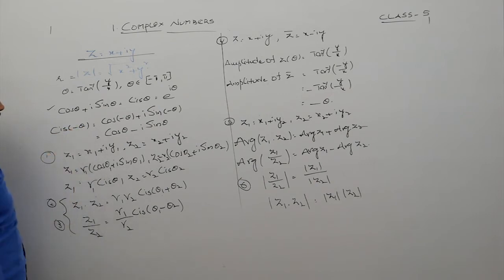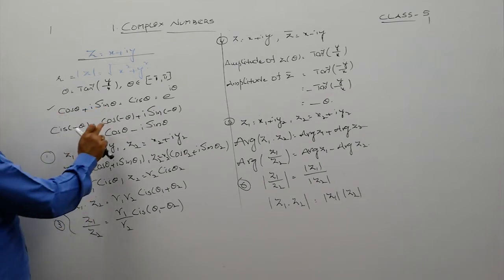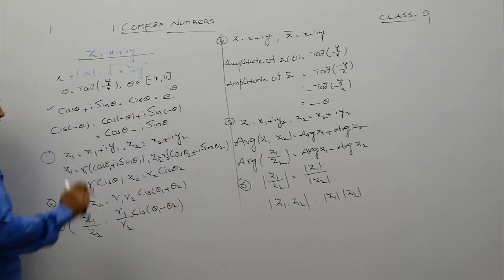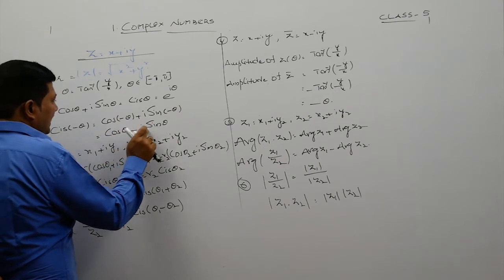As a case, cis of minus theta, so here theta is replaced with minus theta. Cis of minus theta is equal to, according to this, cos of minus theta plus i into sin of minus theta, that is equal to cos theta minus i sin theta.